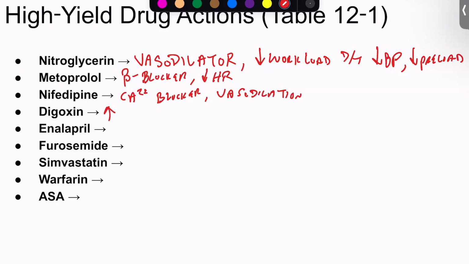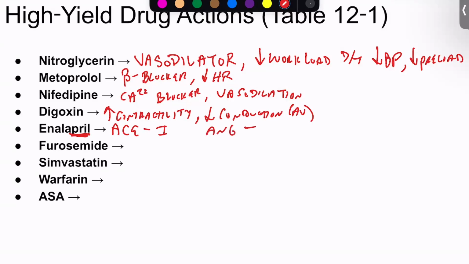Digoxin, what digoxin does is it actually increases our contractility. So it increases how hard our heart is going to be pumping. And it does this by decreasing the conduction in the AV node. Enalapril, so anytime you see pril, this is an ACE inhibitor. So remember, ACE converts angiotensin 1 to angiotensin 2.